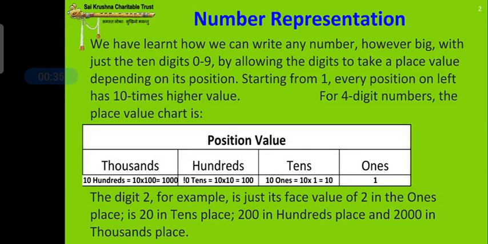We have learnt how we can write any number, however big, with just the 10 digits, 0 to 9. Using only the numbers from 0 to 9 we can write any big number. The position values: the ones place is 1, the tens place is 10 ones, the hundreds place is 10 tens, and the thousands place has 10 hundreds. The digit 2, for example, is just its face value 2 in the ones place, 20 in the tens place, 200 in the hundreds place, and 2000 in the thousands place.